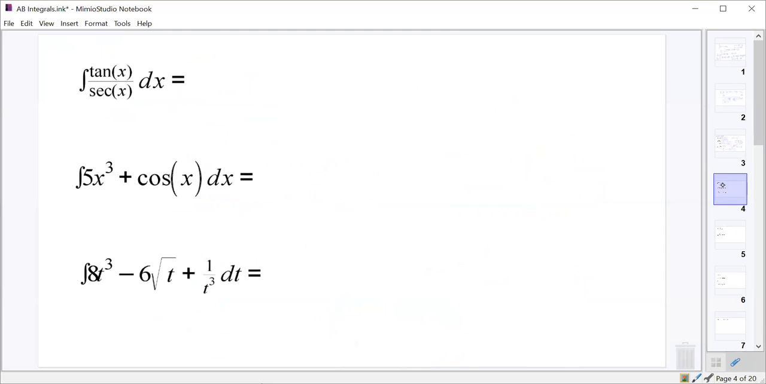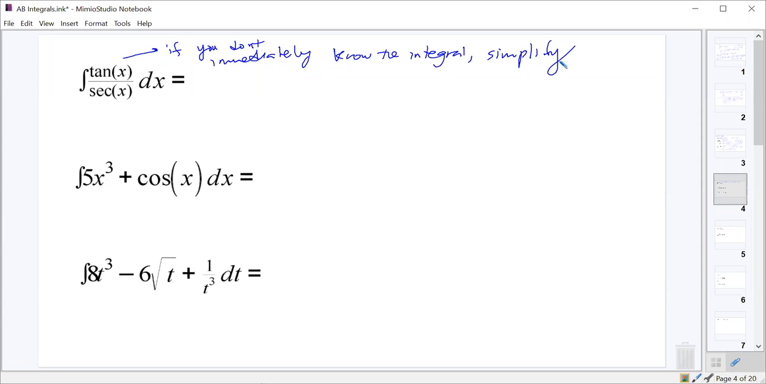So next thing I'm going to say is anytime you have a trig function, if you don't immediately know the integral, we want to simplify first. So do you immediately know the integral of tangent x over secant x? Probably not. So let's simplify it.